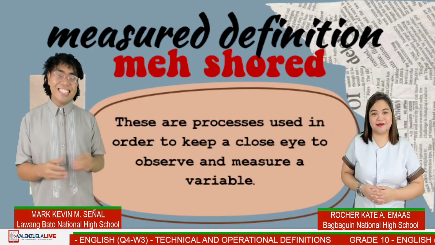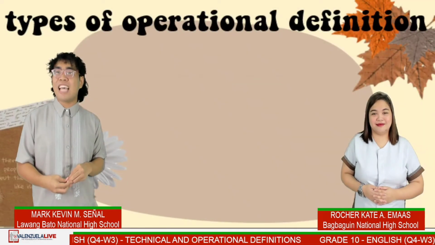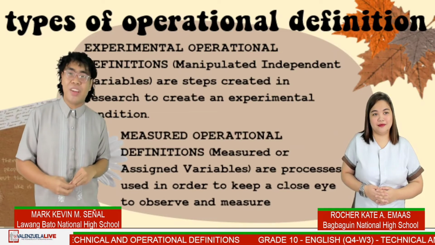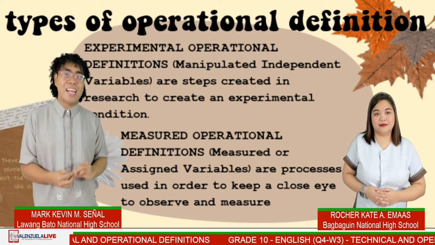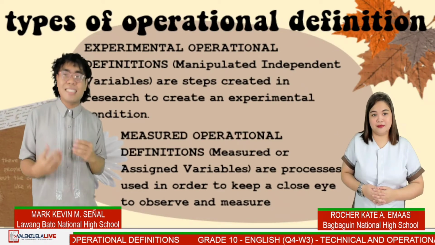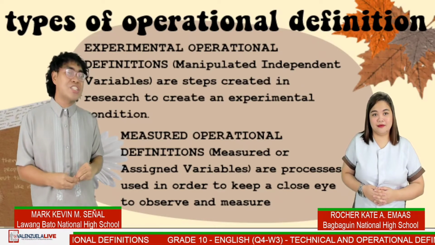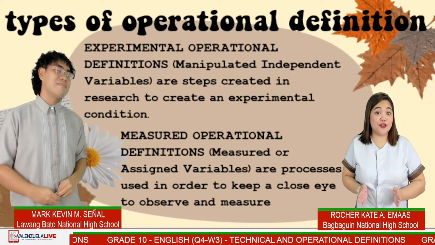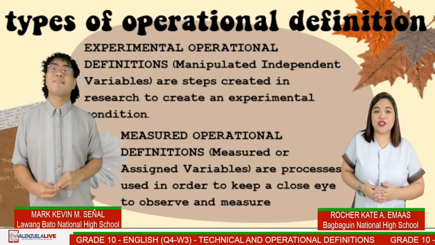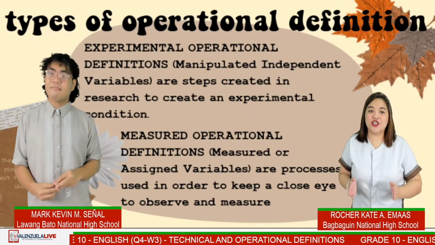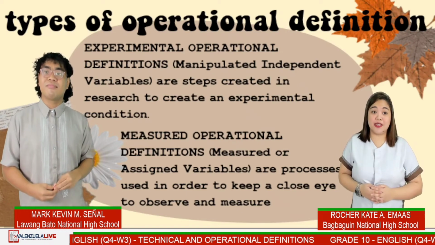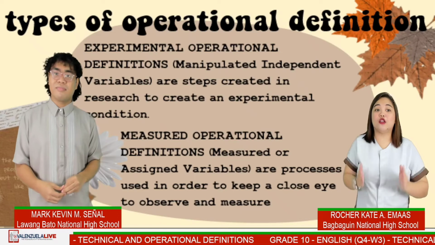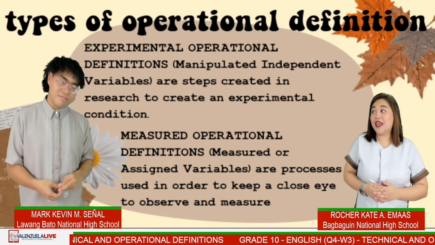Once again, the types of operational definition includes experimental operational definitions or manipulated independent variables, which are steps created in research to create an experimental condition. And don't forget, measured operational definitions or measured or assigned variables, which are processes used in order to keep a close eye to observe and measure.